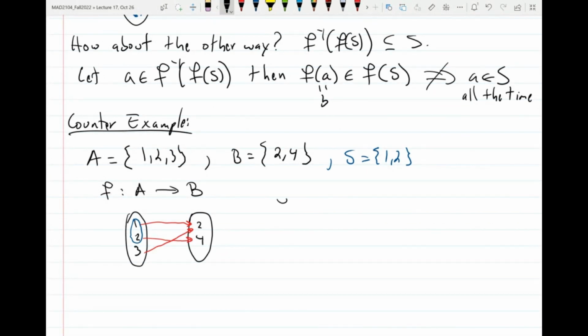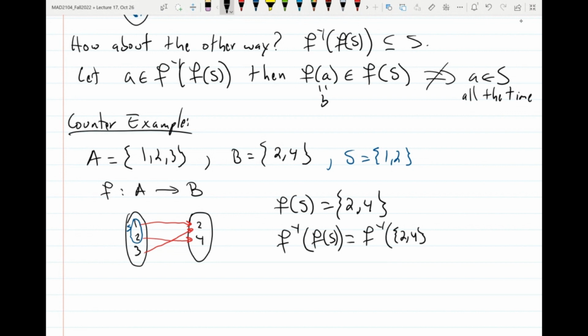Let's do it by steps. So what's f of S in this example? {2, 4}. So this is S. Okay. So then f of S is 2 and 4. Yes? Okay, now let's pull it back. What's the inverse image of f of S? It would be the inverse image of {2, 4}. What is this? 1 and 2.